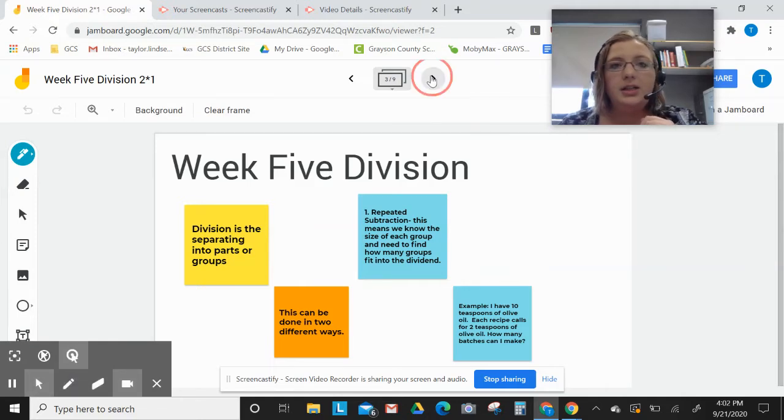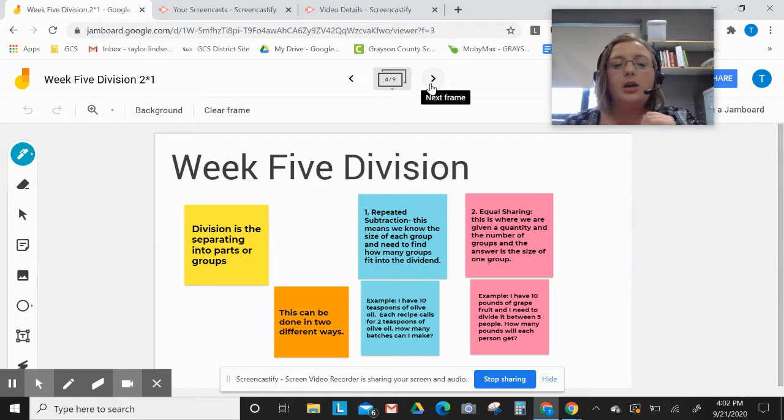Let's go to our next type of problem. We also have an equal sharing problem. So this is where we know our total. We also know how many groups we want, but we don't know how many each group is going to get. The easiest way for me to think about this is, for example, if I wanted to share something equally with my friends. So what if I had a bucket of candy?